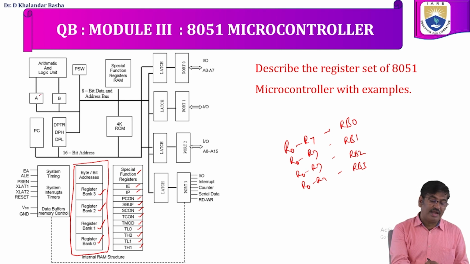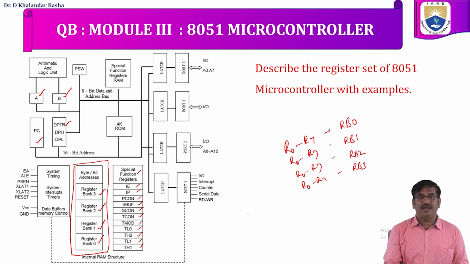Apart from that, we can have register A, which is accumulator, B register, program counter, which will store the next instruction to be executed, and a DPTR, which will hold the external memory address.